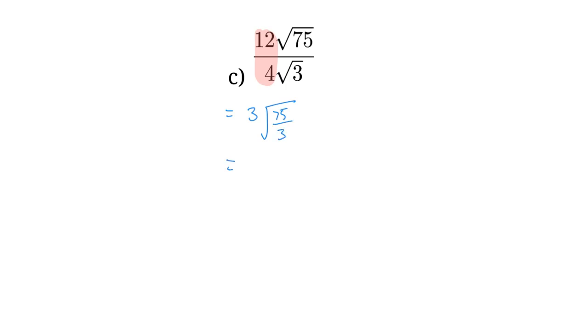So I'm going to keep that 3 on the outside and do the division of 75 divided by 3. So 75 divided by 3 is just 25. So this is the square root of 25. And the square root of 25 is conveniently just 5. So this is going to be 3 times 5, okay, which is just 15. 15 is our final answer, and we are done.